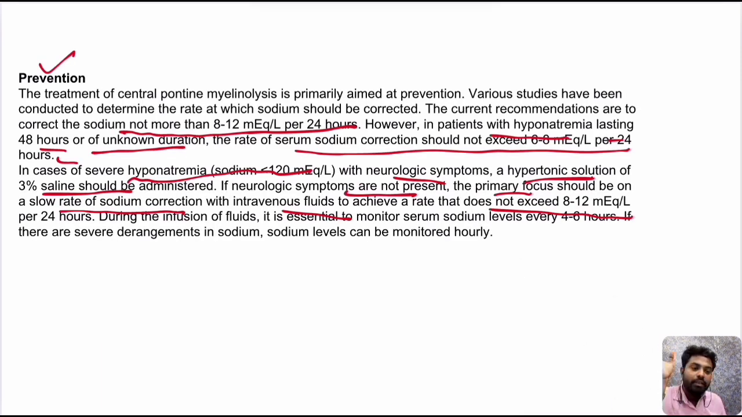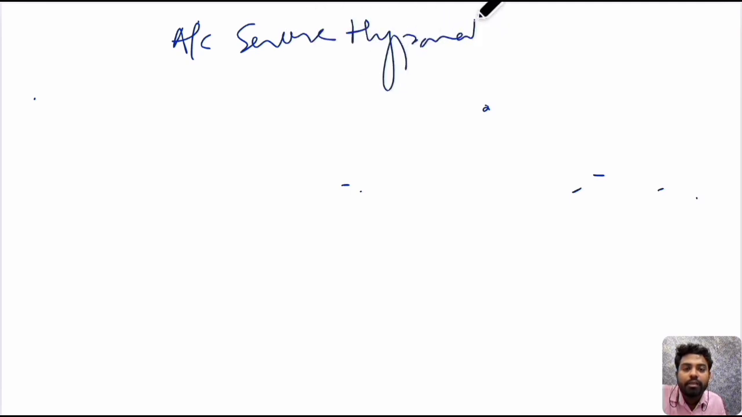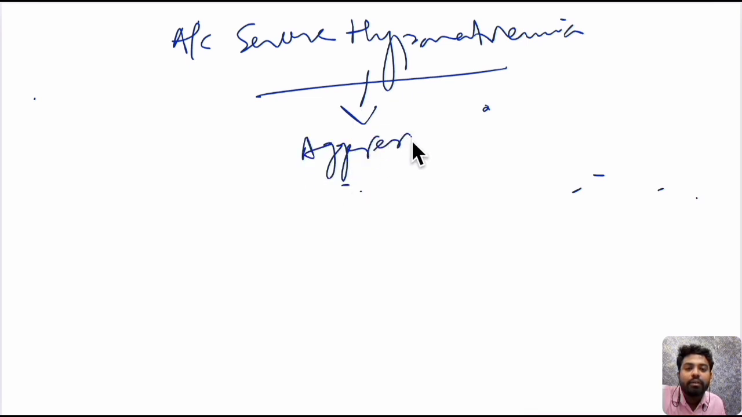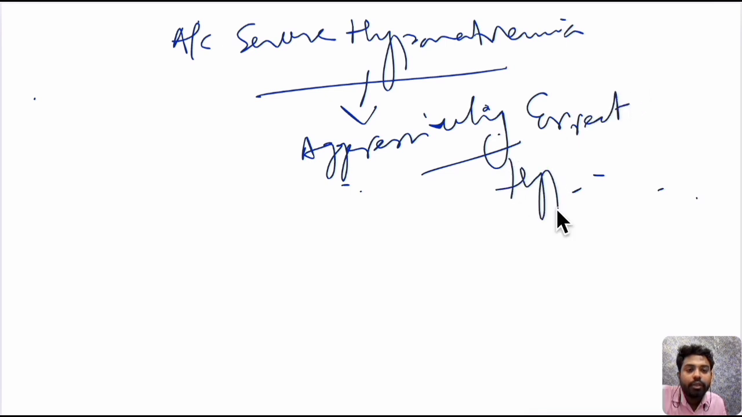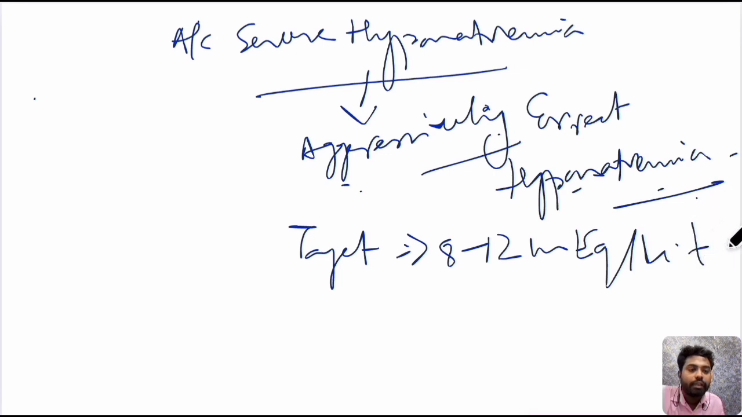So, this is the crux of our whole discussion. I will try to give an outline of what we are doing. Any kind of acute severe hyponatremia, and severe means with neurological symptoms, you will aggressively correct the hyponatremia, and the target is 8 to 12 milliequivalent per liter. Then you gradually correct it.